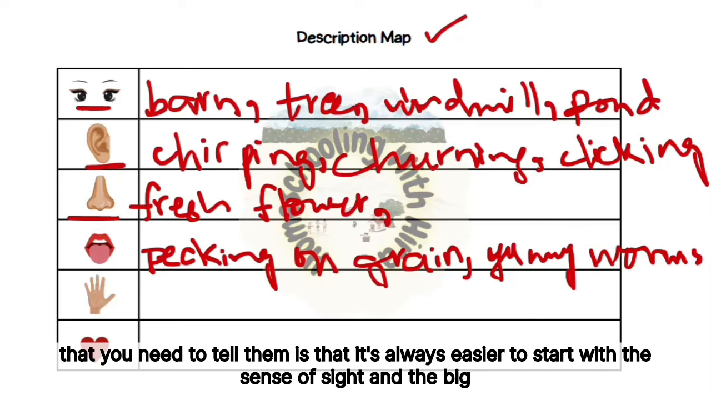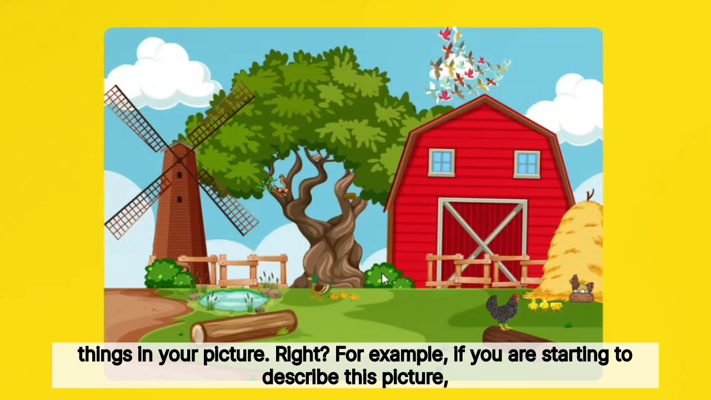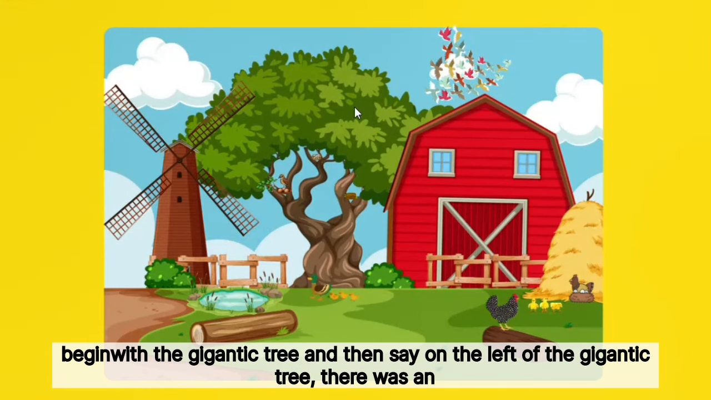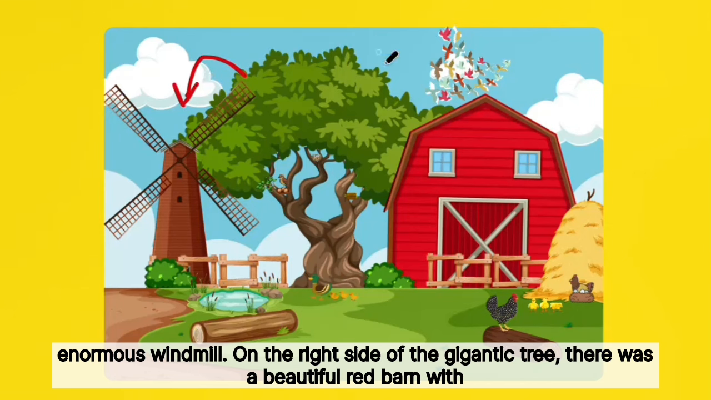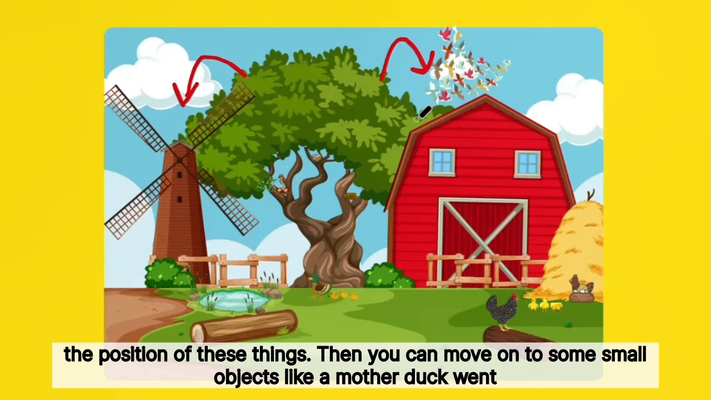Another important thing that you need to tell them is that it's always easier to start with the sense of sight and the big things in your picture, right? For example, if you are starting describing this picture, begin with the gigantic tree and then say, on the left of the gigantic tree there was an enormous windmill. On the right side of the gigantic tree, there was a red, beautiful barn with two blue windows and a square door surrounded by the fence. Right? So, this is how you have described the position of these things.